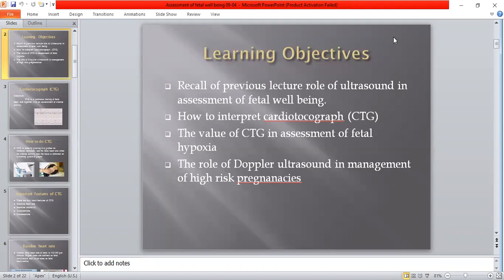In today's lecture, the main topics are the cardiotocography and the role of Doppler ultrasound. So at the end, you should be able to interpret cardiotocography, shortly called CTG, and know the value of CTG in assessment of fetal well-being, and the role of Doppler ultrasound in management of high-risk pregnancies.